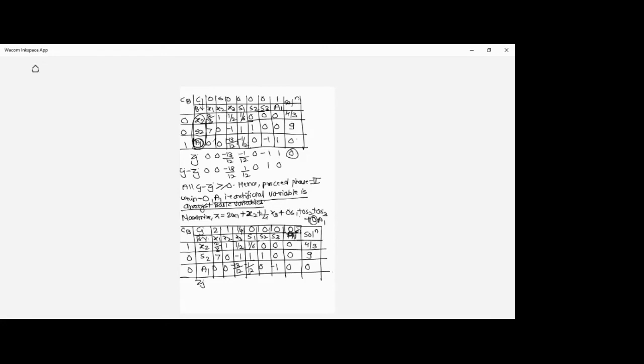Then we can calculate Zj and Cj minus Zj. The values of Zj here can be given as 2 by 3, 1, 1 by 2, 1 by 6, 0, 0, 0, and 4 by 3. Similarly, we can find the Cj minus Zj values. So 2 minus 2 by 3. What is the value of 2 minus 2 by 3? It comes out to be 4 by 3.